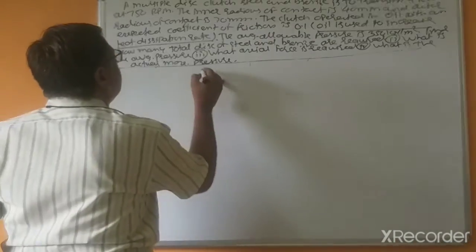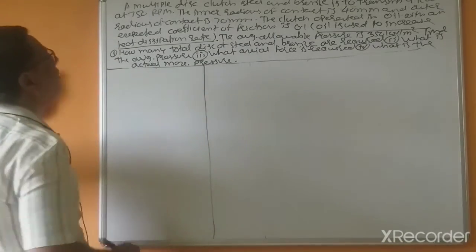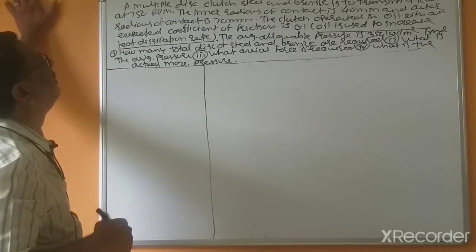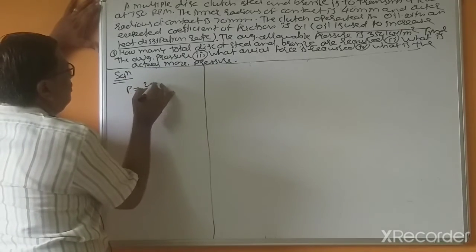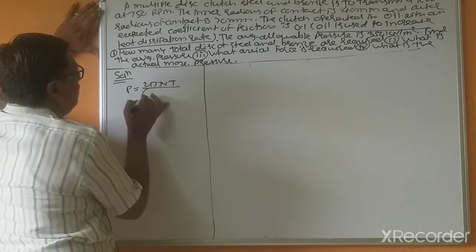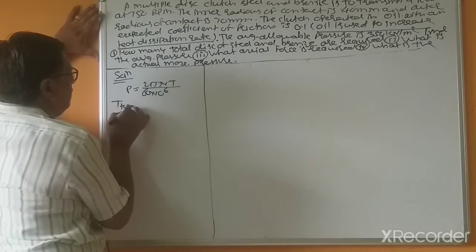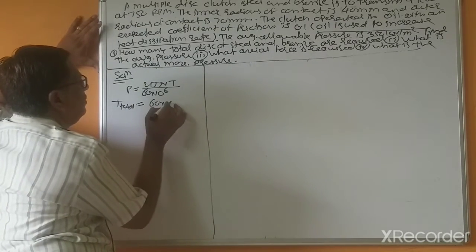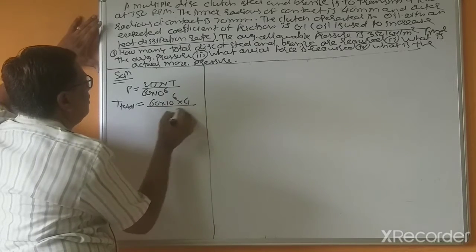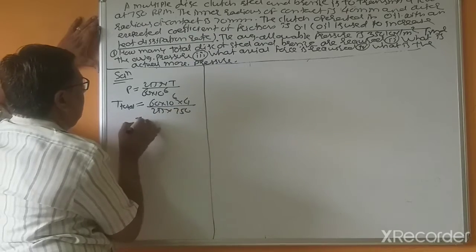So first we'll calculate total power. So by using the solution, P equal to 2 pi n T divided by 60 into 10 to the power 6, T total equal to 60 into 10 to the power 6 multiplied by 4, 2 pi into RPM, 750.